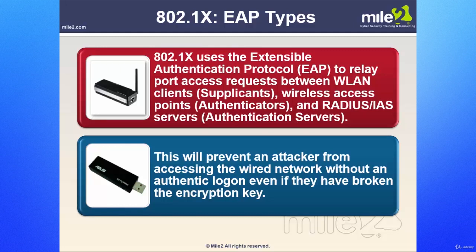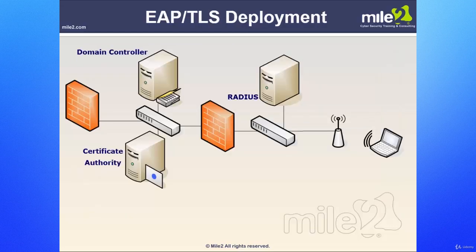Then we have what are called the 802.1x EAP types, the Extensible Authentication Protocols. This basically relays port access requests between the WLAN clients, known as the supplicants, the wireless access points, known as the authenticators, and the RADIUS AAA servers, known as the authentication servers. This will also prevent the attacker from accessing the wired network without an authentic logon, even if they have broken the encryption key.